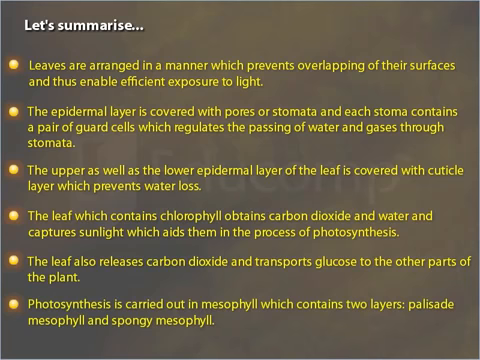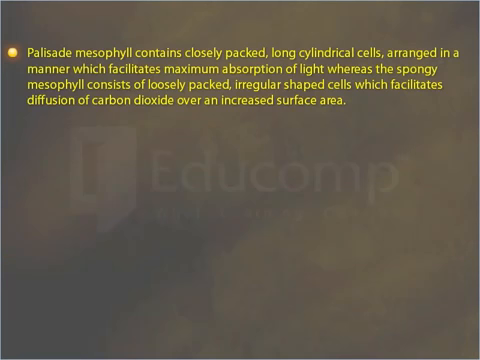Photosynthesis is carried out in mesophyll, which contains two layers: palisade mesophyll and spongy mesophyll. Palisade mesophyll contains closely packed long cylindrical cells arranged in a manner which facilitates maximum absorption of light, whereas the spongy mesophyll consists of loosely packed, irregular-shaped cells which facilitates diffusion of carbon dioxide over an increased surface area.